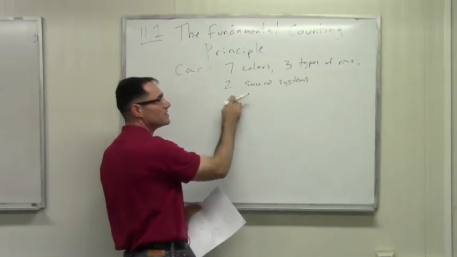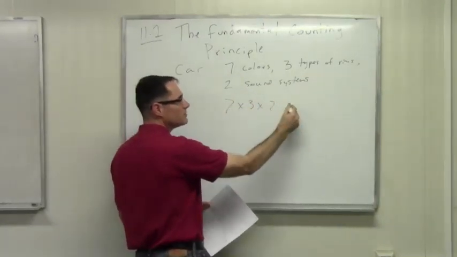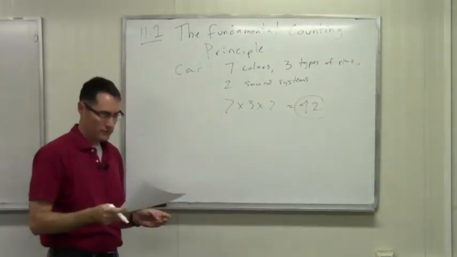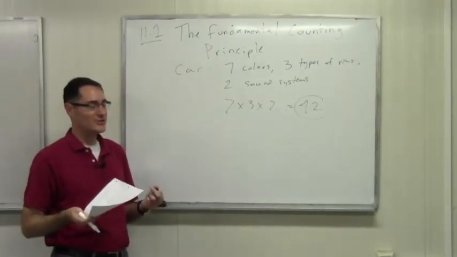7 times 3 times 2, right? Which is 21 times 2? 42 different types of shoes. Or cars. Still thinking shoes.